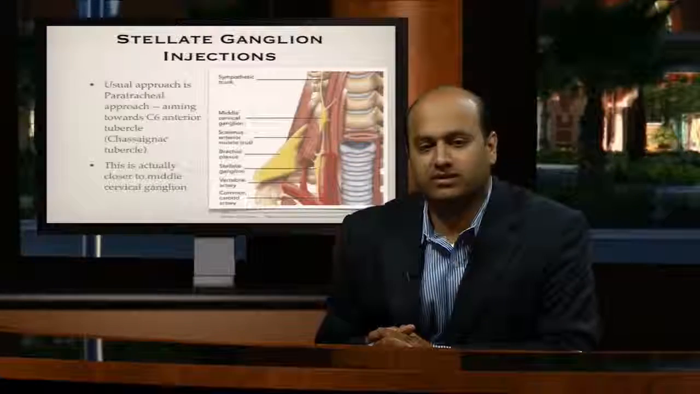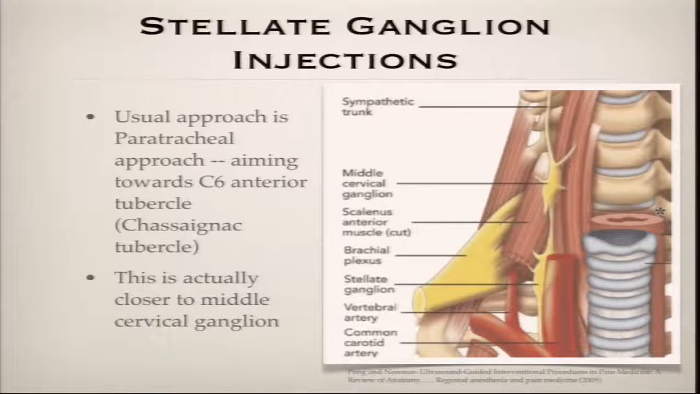Another example I want to give you is stellate ganglion injections. Now, stellate ganglion injections have been done with landmark approach and with fluoroscopic guidance for quite some time. The typical approach is a paratracheal approach where the needle is aimed towards the C6 anterior tubercle, and the injection with fluoroscopy is done with contrast to verify the spread in the correct plane, and then ultimately your local anesthetic or steroid. However, anatomically, the C6 level is closer to the middle cervical ganglion, and so this can produce inconsistent or sometimes failures in this block when you're trying to do this with landmark and fluoroscopic techniques.